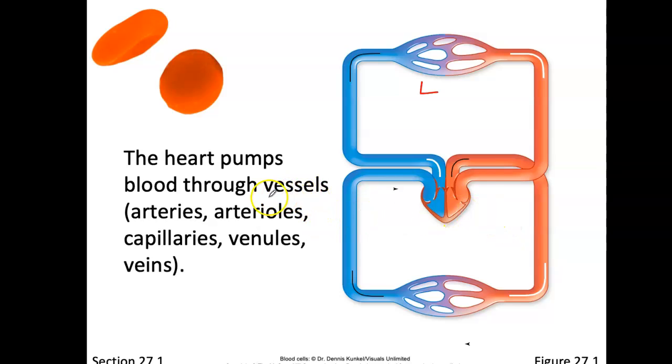I wanted to alert you that the word vessels here means all of these. It could be an artery, it could be a little artery, which is an arteriole. It could be a capillary, it could be a vein, it could be a little vein, which is a venule. So all of these are considered vessels. So that's a generic word that we use.